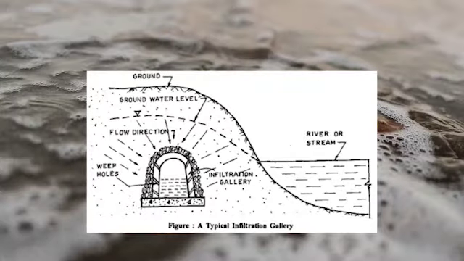Here the picture is shown for the infiltration galleries. On one side a river or stream is available, and there is the ground level, and the groundwater table is shown in that picture. So the infiltration galleries are constructed, and in that case water flows in that way. There is a hose available, and in that way water flows in that gallery.